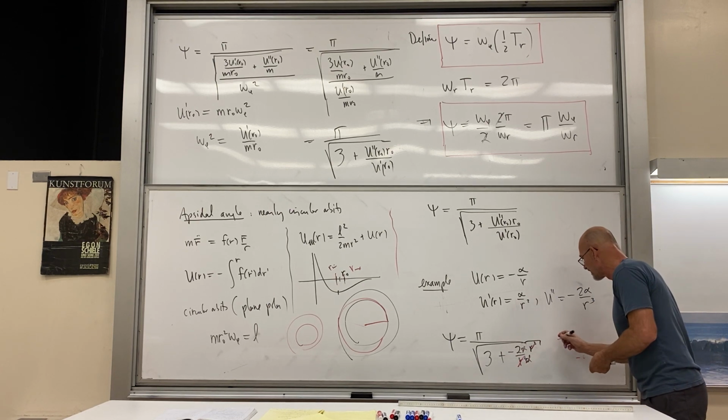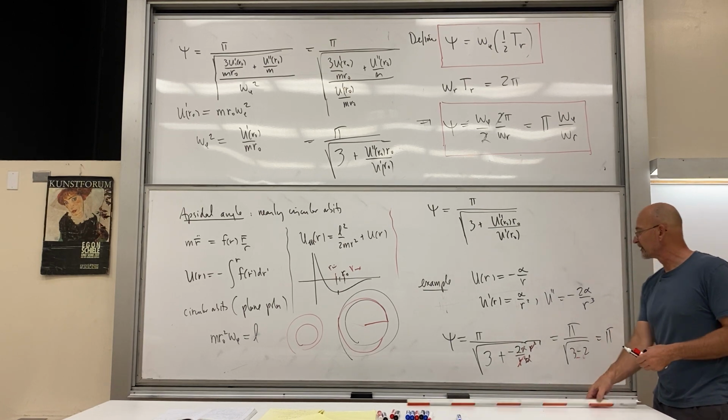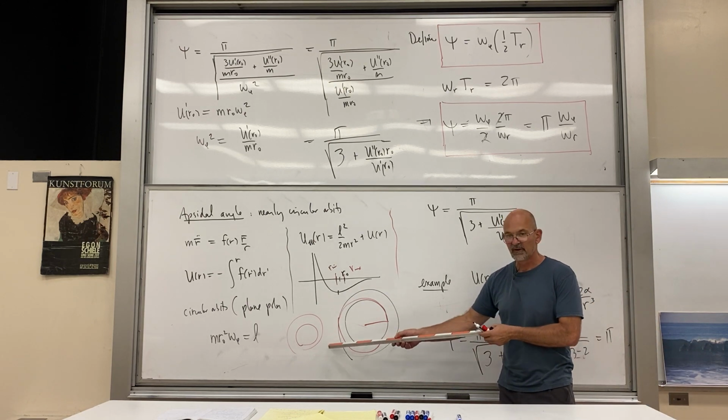and it's 3 minus 2. So it's pi divided by 3 minus 2, which is just pi. Okay. So the Kepler orbit has this apsidal angle of pi. That means it has closed orbits. That doesn't change.